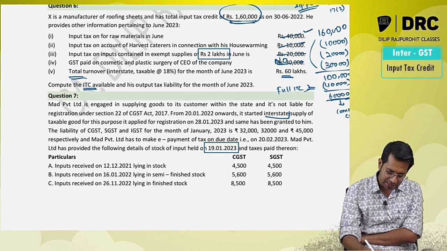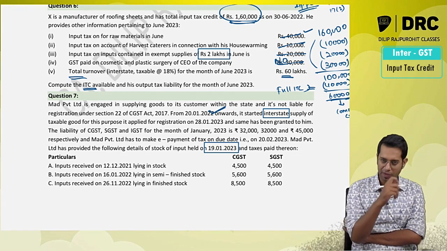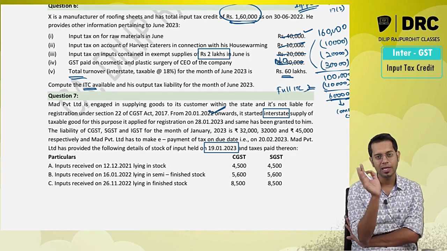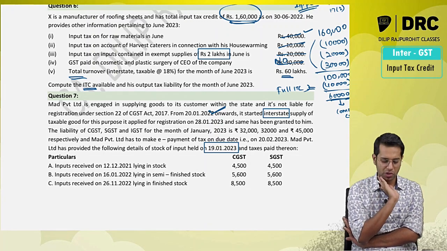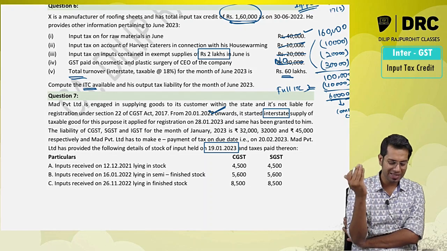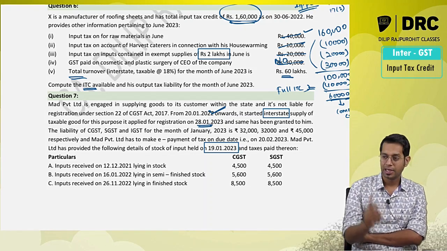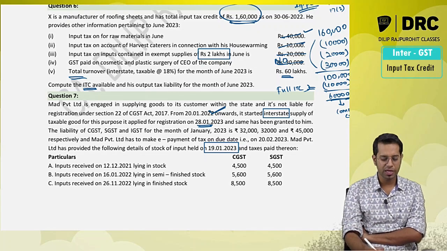It started making interstate supply, so it became liable for registration from this date. If you are making interstate supply of taxable goods, you are liable for registration. Who is telling? Compulsory registration, section 24 is telling. So it has applied for registration and that registration has been granted. If you become liable for registration, you should apply within 30 days. He has applied within 30 days and that registration was granted to him.